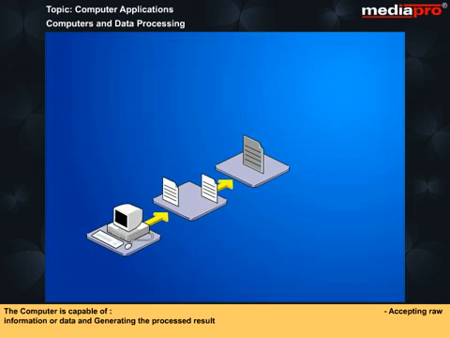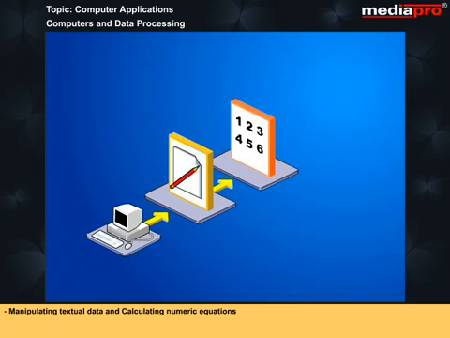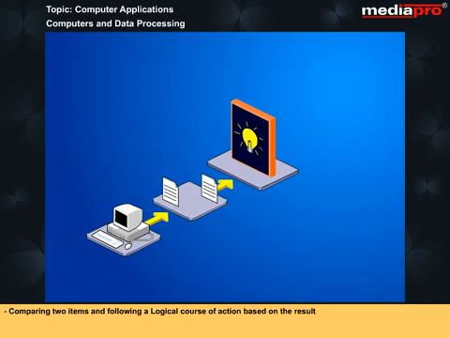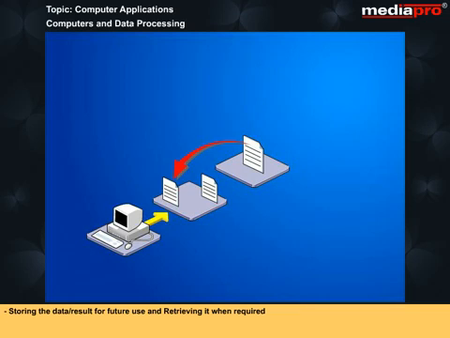The computer is capable of accepting raw information or data and generating the processed result, manipulating textual data and calculating numeric equations, comparing two items and following a logical course of action based on the result, storing the data or the result for future use and retrieving it when required.